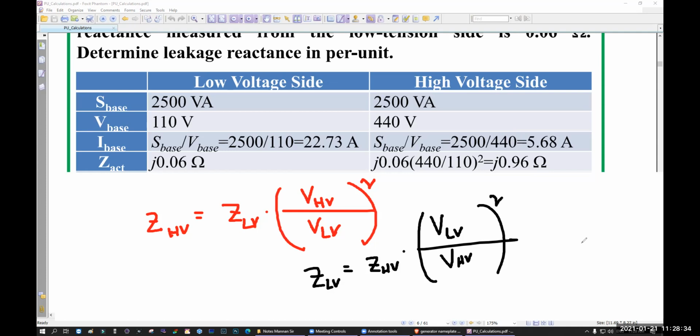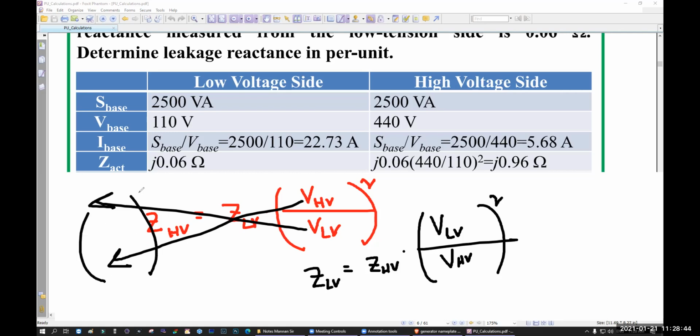Understood? How I got that? Yes, sir, understand. This one will go up, this one will go down. Whole square will be there. Understood, everyone?